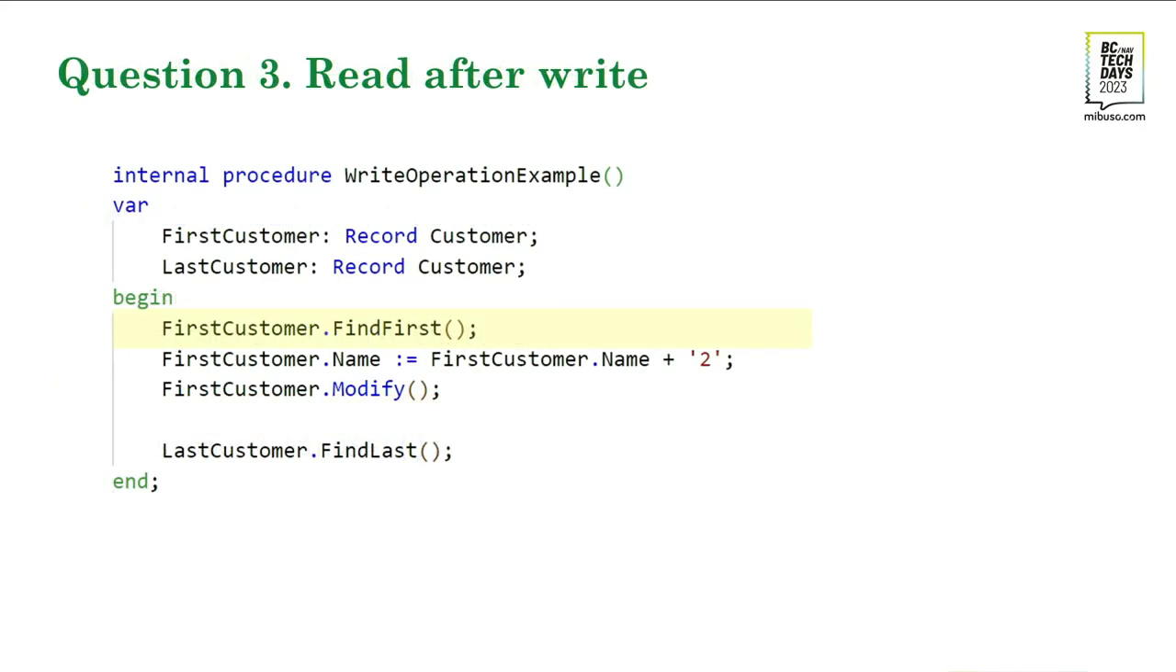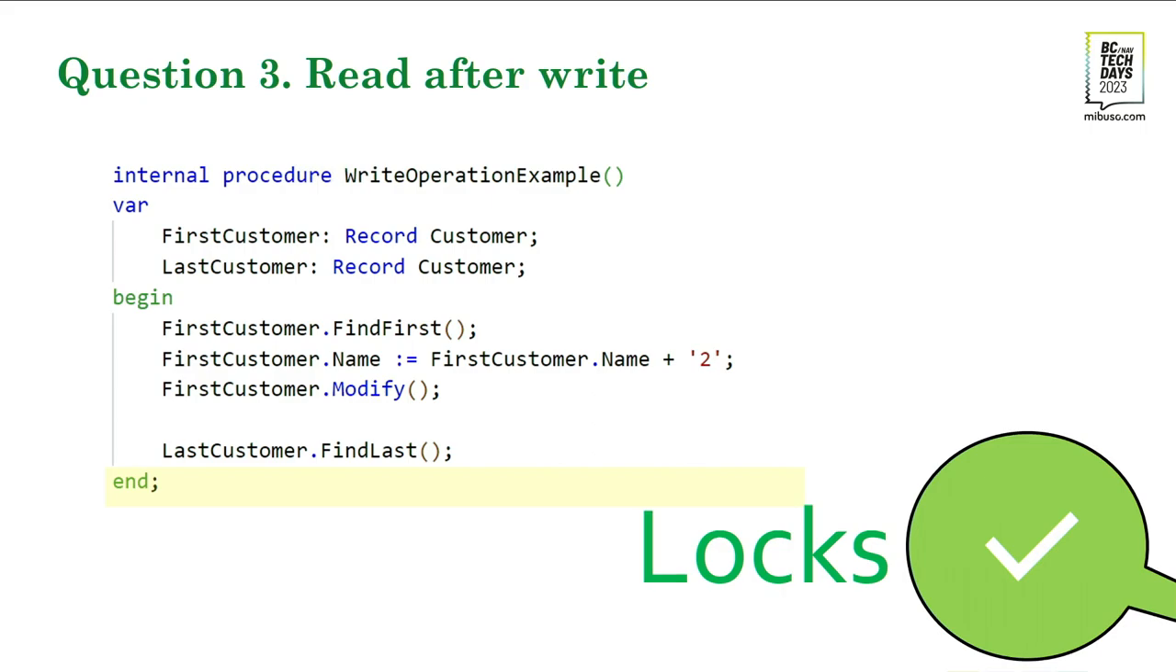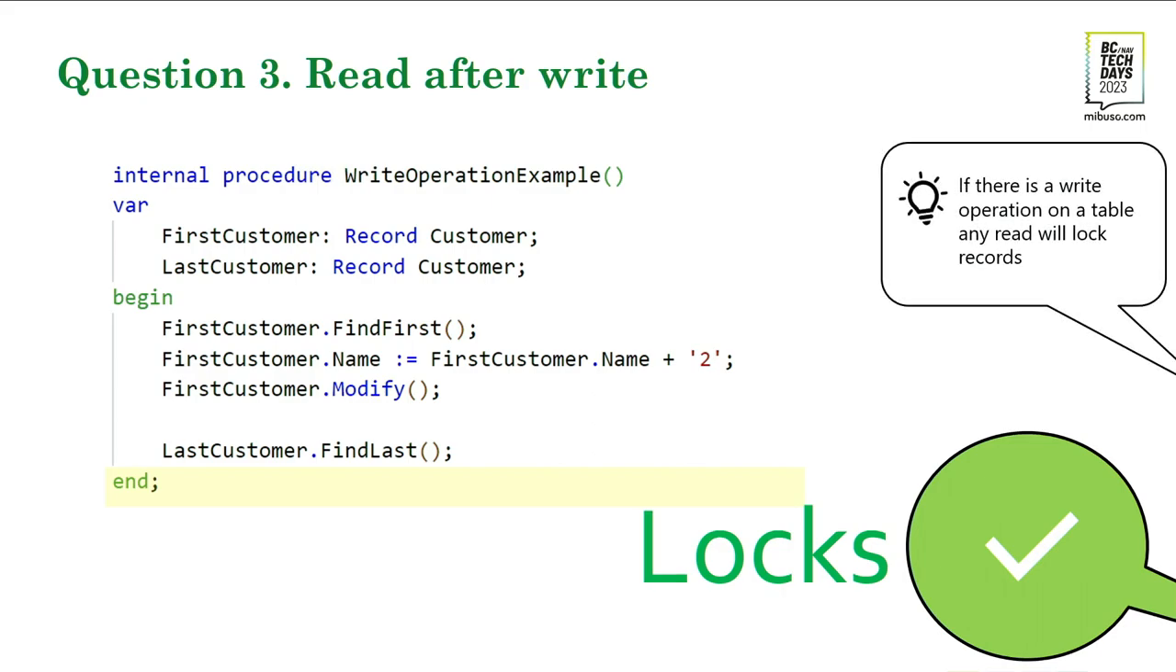Okay, let's get a bit more complex. Here we are going to modify customer, and no questions here regarding the locks. The question is, now we are taking a different customer variable and we are doing find last. Is it going to lock? All right, you guys are good. So yes, it is going to lock. The explanation is that as soon as you start a write operation in AL, it is going to lock subsequent reads. So it locks.